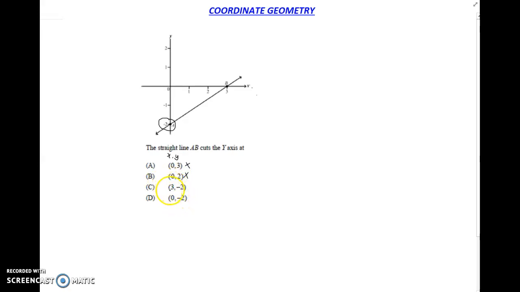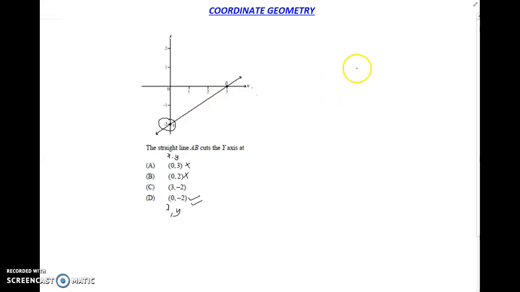Now, we need to know if our x value is 3 or 0. If you look at this, the line passes through the point on the y-axis. So my y value is -2. But what is my x value? We have no x value here. Therefore, my x value is 0. So it will be 0, -2, x, y.